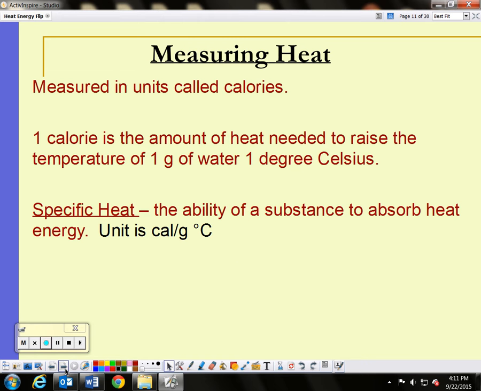Heat is measured in units called calories. 1 calorie is the amount of heat needed to raise the temperature of 1 gram of water 1 degree Celsius. And we have something called specific heat. It is the ability of a substance to absorb heat energy. Every substance has a different specific heat, and we'll go over that in class also.